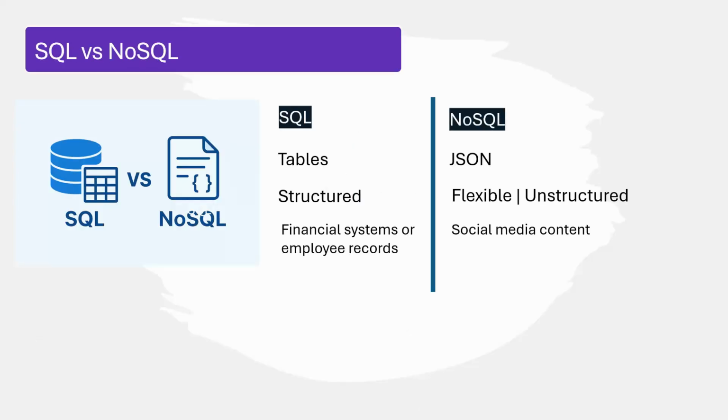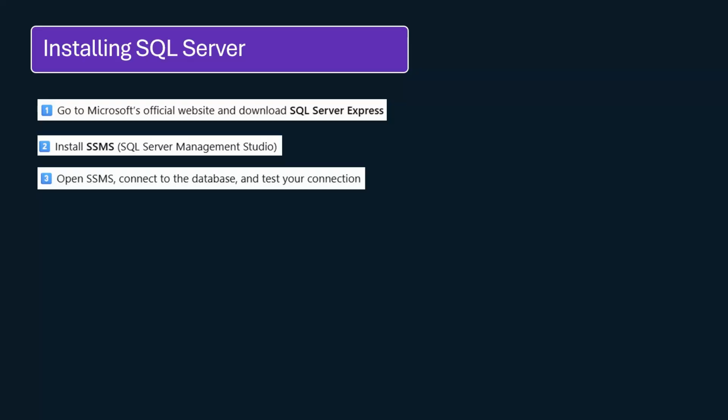Let's compare SQL and NoSQL. SQL uses tables and is best used for structured data like financial systems or employee records. NoSQL uses JSON, best for flexible unstructured data like social media content. This is the example for SQL and NoSQL.